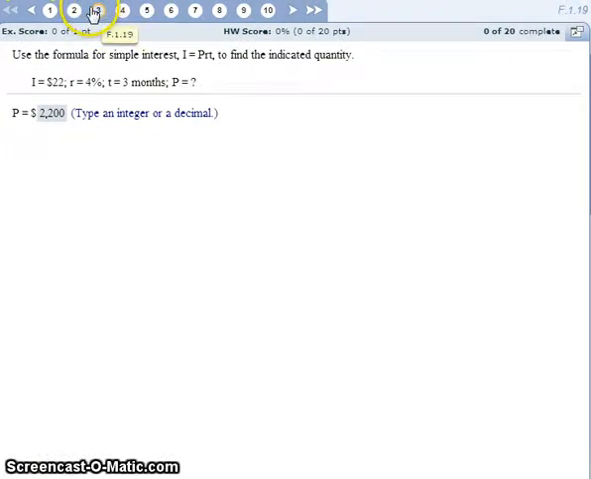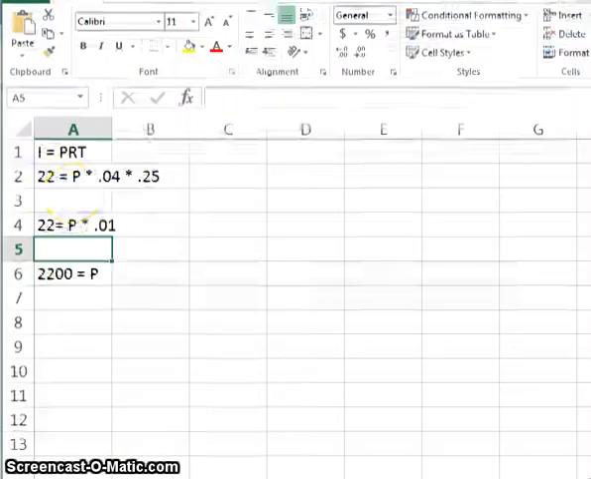For number 3, we're using the simple interest formula, where the interest earned is equal to the principal, the amount of money in the bank, multiplied by the rate, the interest rate for the year, multiplied by time, how many years the money is in the bank. So plug your information in.